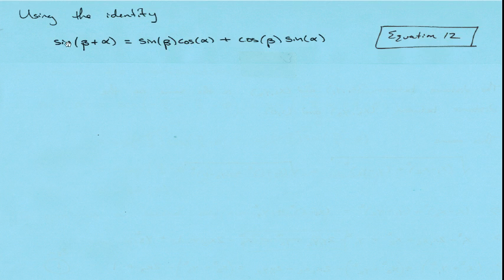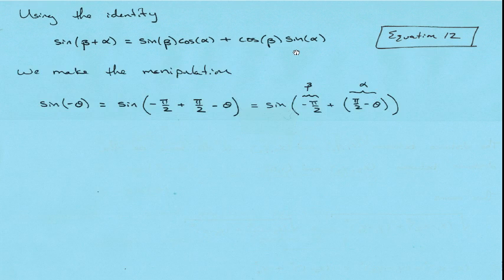For the remaining identities, we go back to the sine of the sum of two angles, being sine of beta cosine of alpha plus cosine of beta sine of alpha. And now we do kind of an interesting manipulation. If we start with the sine of negative theta, then we can add something and subtract something so that everything stays balanced. So this is the sine of minus pi over 2 plus pi over 2 minus theta. Now if we group these in a particular way, we'll group negative pi over 2 together, and then we'll also group pi over 2 minus theta together.